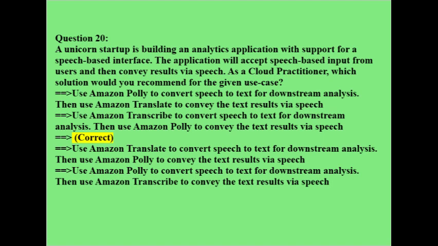Option: use Amazon Polly to convert speech to text for downstream analysis. Then use Amazon Transcribe to convey the text results via speech. Hence correct answer is option: use Amazon Transcribe to convert speech to text for downstream analysis. Then use Amazon Polly to convey the text results via speech.